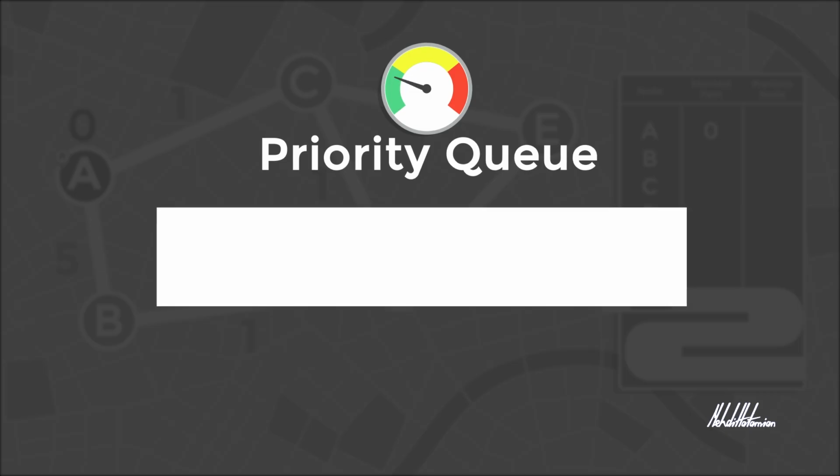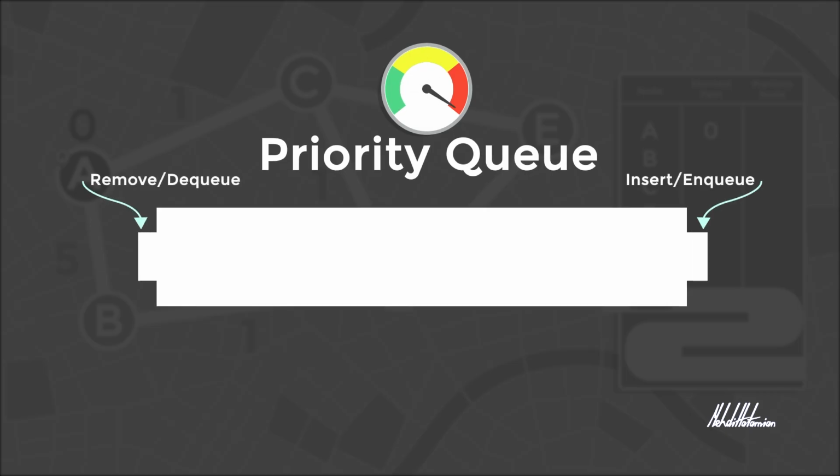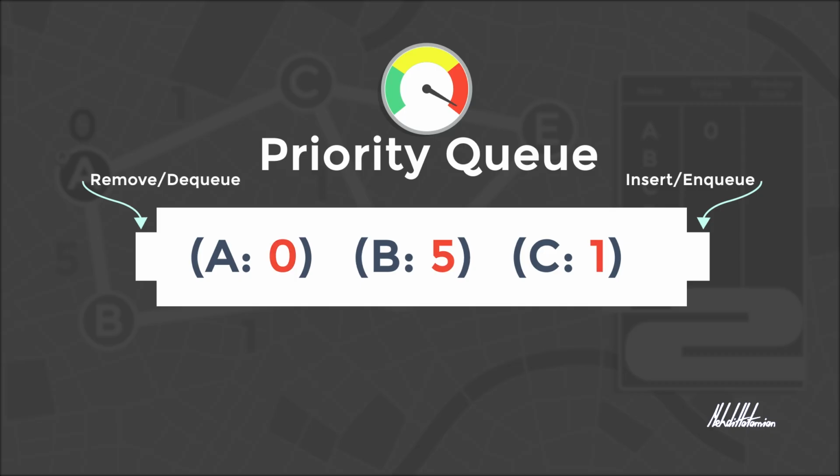Before continuing, let's take a closer look at the priority queue. In a priority queue, we have 2 main operations, enqueue or insertion and dequeue or removal. Here we have 3 elements, A, B, and C. Each one has its own cost, and this cost becomes its priority. The important idea is this. The element with the lowest cost is always processed first, no matter when it was added to the queue. It doesn't matter if it's the newest element or the oldest. What matters is its priority value.